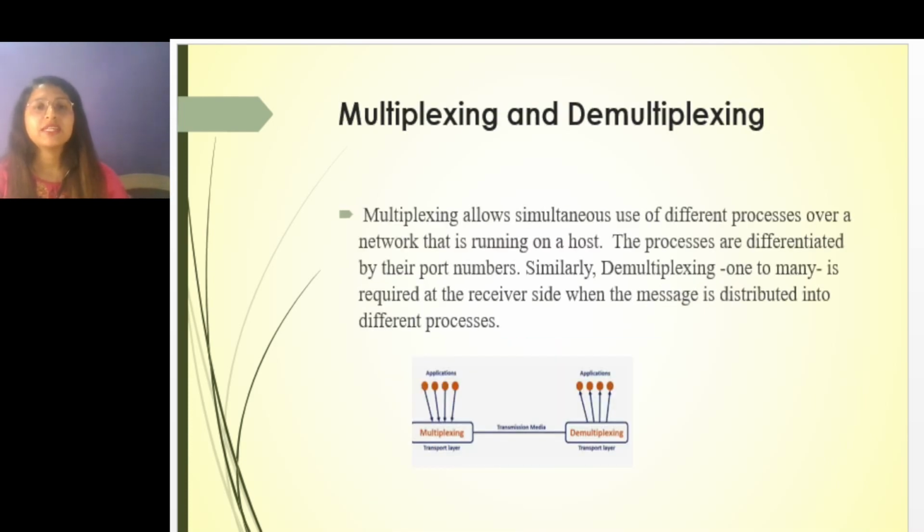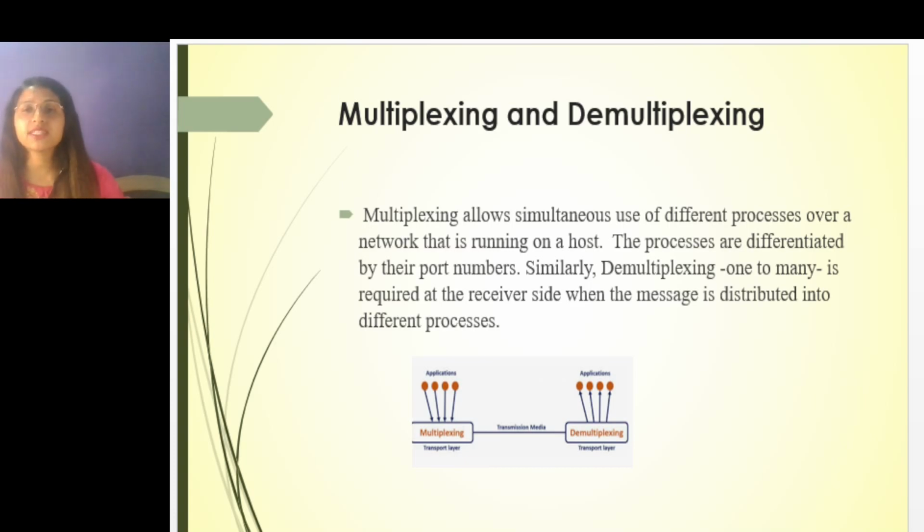Next is multiplexing and demultiplexing. Multiplexing, as you know, in general terms, allows a number of processes to use the same network. Whereas demultiplexing, after the data has been received, it will be diversified and given to the appropriate processes. So you can say that multiplexing is many to one and demultiplexing is one to many.